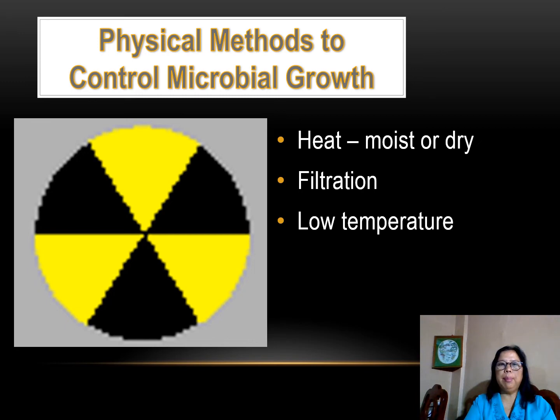And then low temperature. The food that we are buying in the market is usually placed inside a refrigerated temperature. That is to prevent spoilage. But doing that means lowering the growth of microorganisms or even killing some microorganisms. Another is desiccation. Desiccation is the removal of moisture.